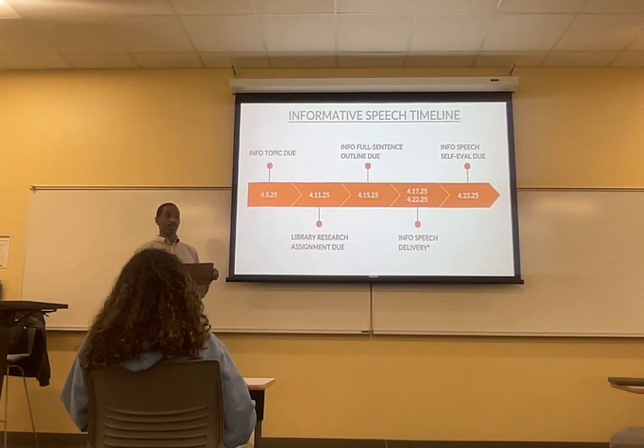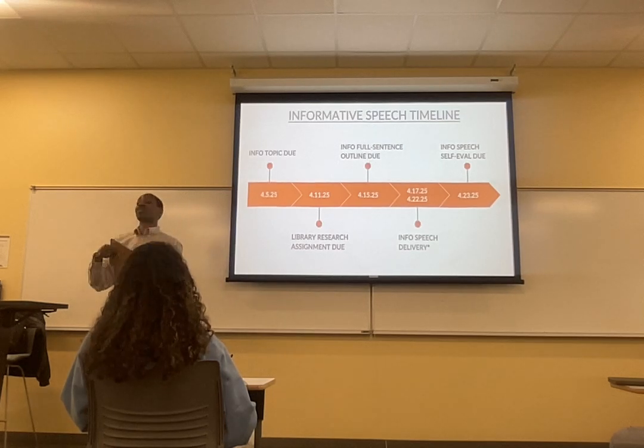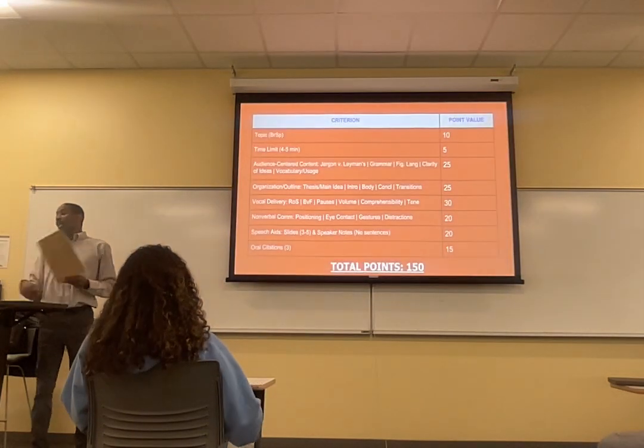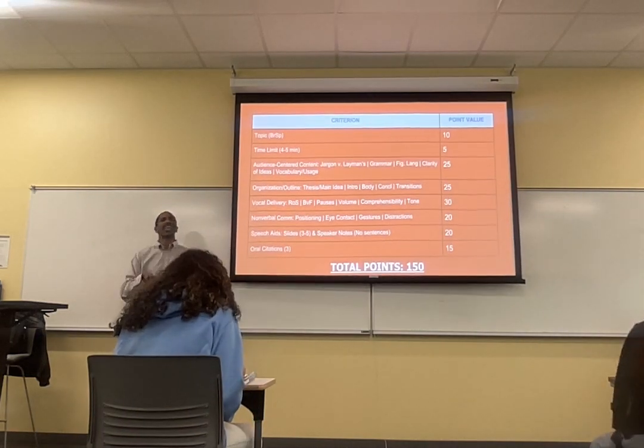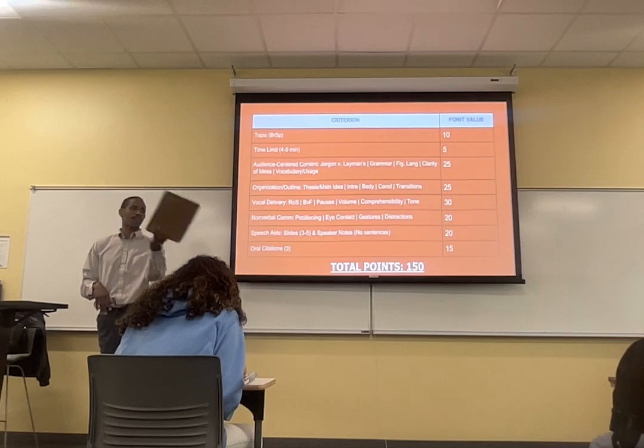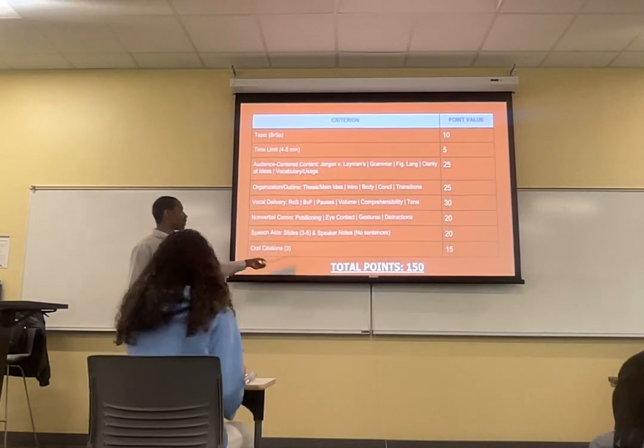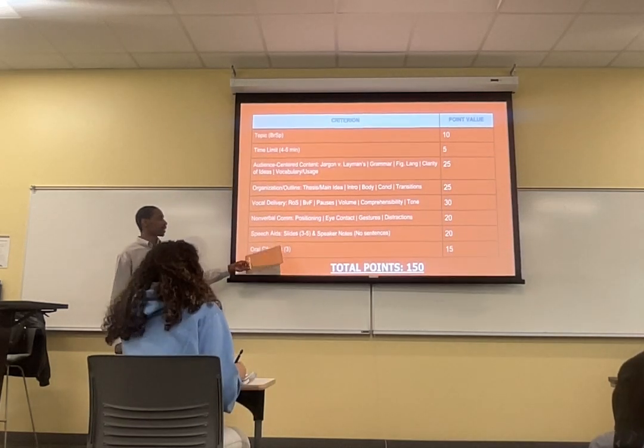All good? Yeah. You guys have speech ideas in mind? Yeah. That's okay, save them, we'll talk about it next class. This is the rubric. You'll look at it. It's attached to the self-evaluation assignment. It's 150 points. The new things are the 3 oral citations and the slides.